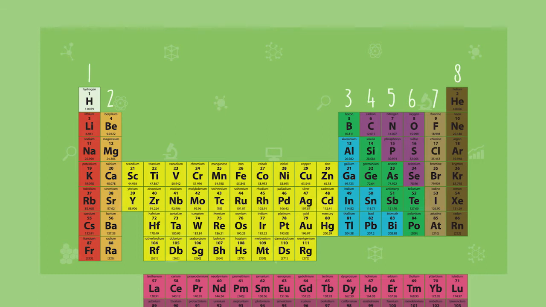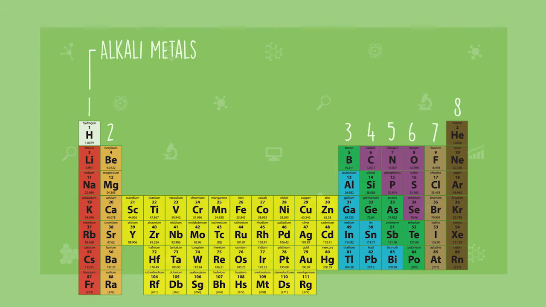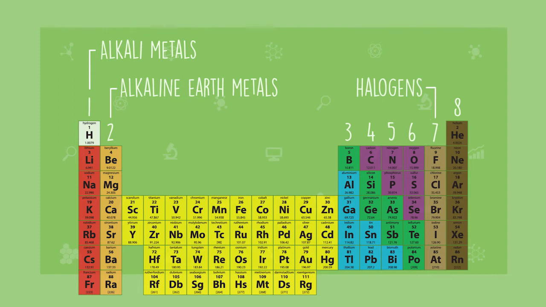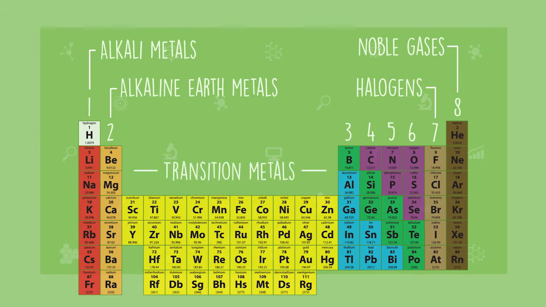Some groups are just known by their numbers and others have special names. Group 1 is also called the alkali metals. Group 2 is also called the alkaline earth metals. Elements in Group 7 are known as the halogens, and elements in Group 8 are known as noble gases. The large group without a number found between Groups 2 and 3 is called the transition metals.